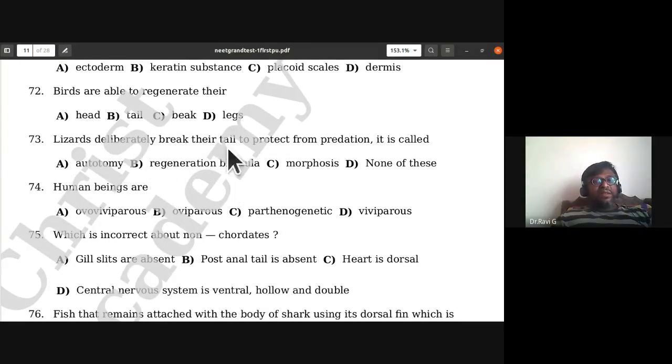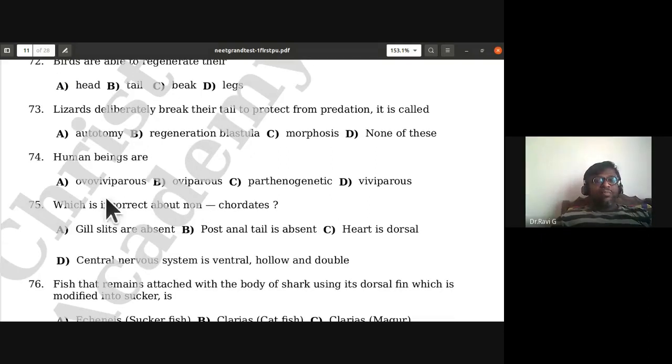73rd, lizards deliberately break their tail to protect from predation. It is called autotomy. A is the answer. That is, auto means self, rejection of part of them, autotomy. So 73rd, A is the answer.